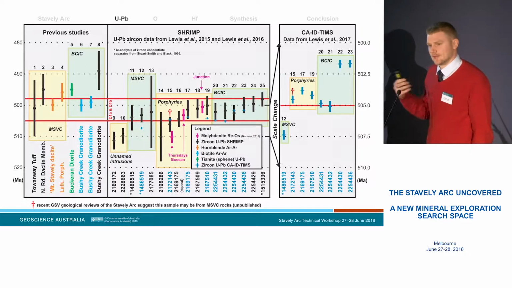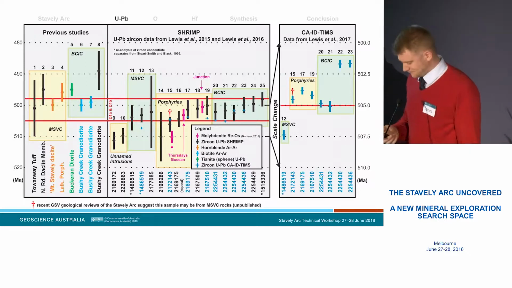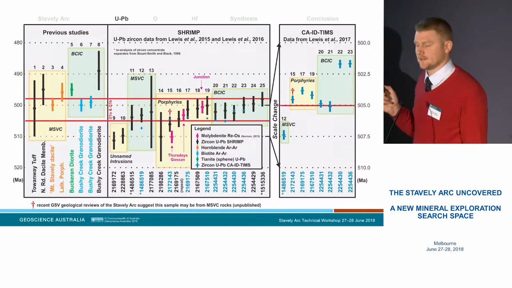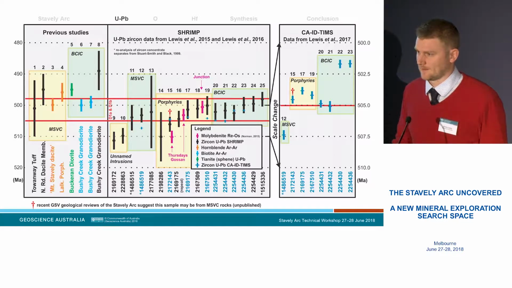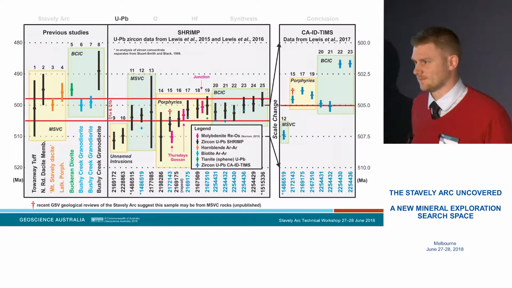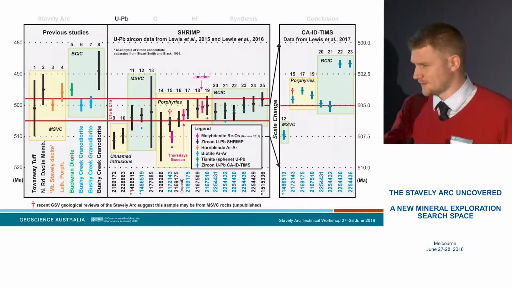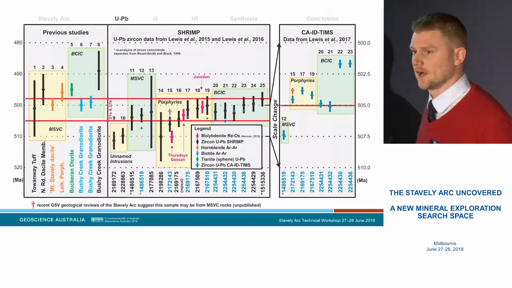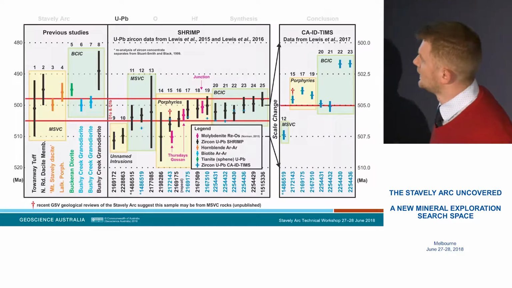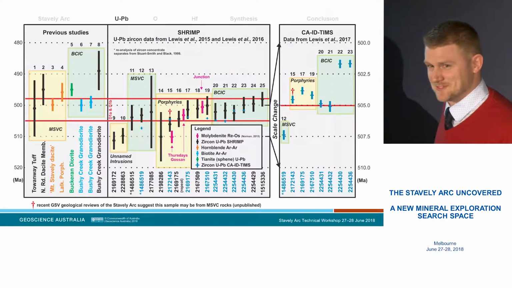What we've also gone and done, we've done CA-ID TIMS. Now, we've taken the exact same zircons we analysed on the SHRIMP. We've gone and done oxygen and hafnium. And then we've taken those same zircons, what's left of them, dissolved them in acid, and gotten some really high resolution ages. There's only a few of these. It's quite an expensive process.